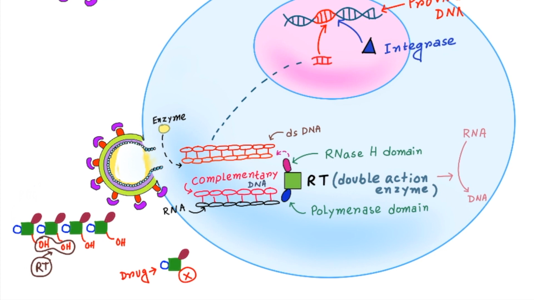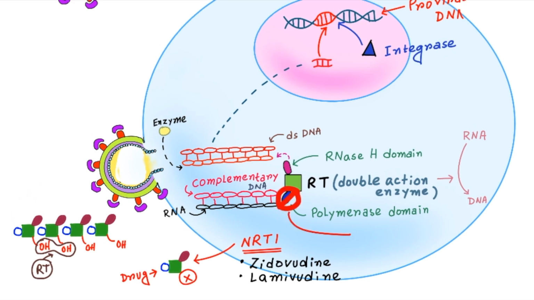This group of drugs is called nucleoside or nucleotide reverse transcriptase inhibitors. They include zidovudine, lamivudine, didanosine, tenofovir, etc. The next group of drugs blocks or deactivates the polymerase domain of the reverse transcriptase enzyme. This group of drugs is called non-nucleoside reverse transcriptase inhibitors. As there is no involvement of nucleoside or nucleotide, that's why it is called non-nucleoside or non-nucleotide. A few examples are nevirapine and efavirenz.